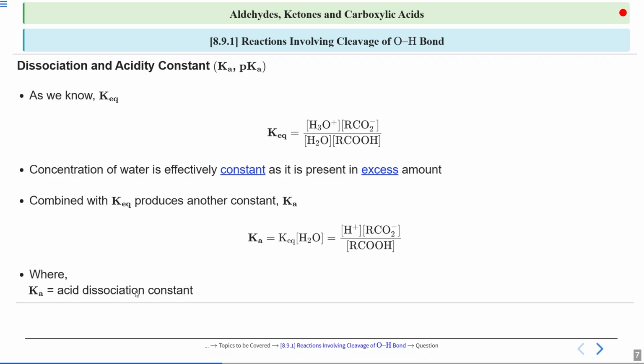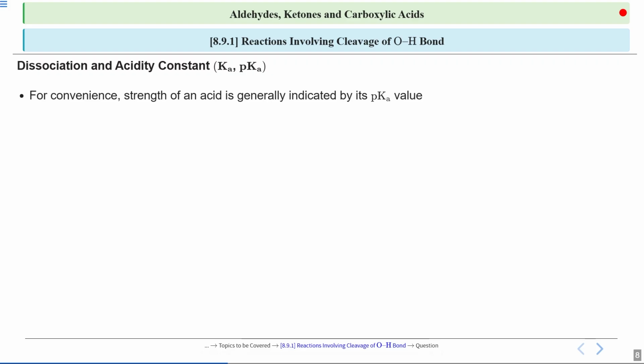This is crucial for determining how easily an acid donates its protons in a solution. We know what a good acid is: a good acid easily donates its protons in the solution. The strength of an acid is generally indicated by its pKa value. This is a convenient way to compare how strong different acids are. So we generally determine the strength of an acid by its pKa value.